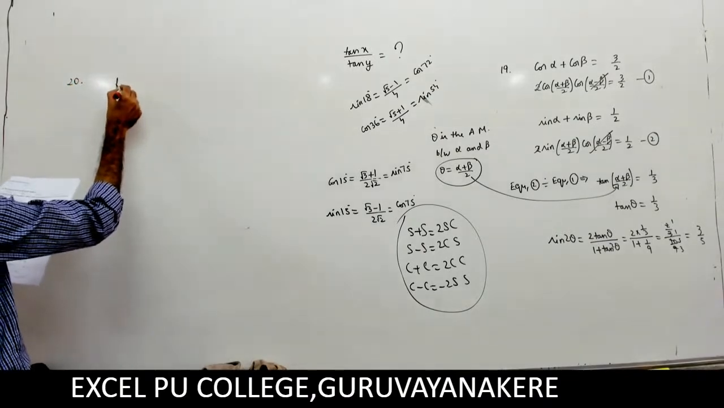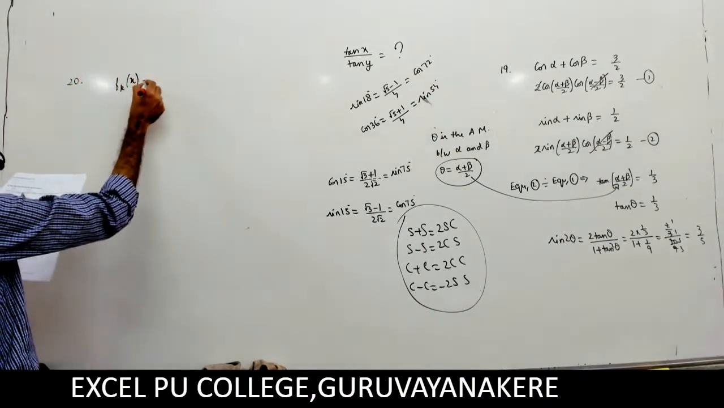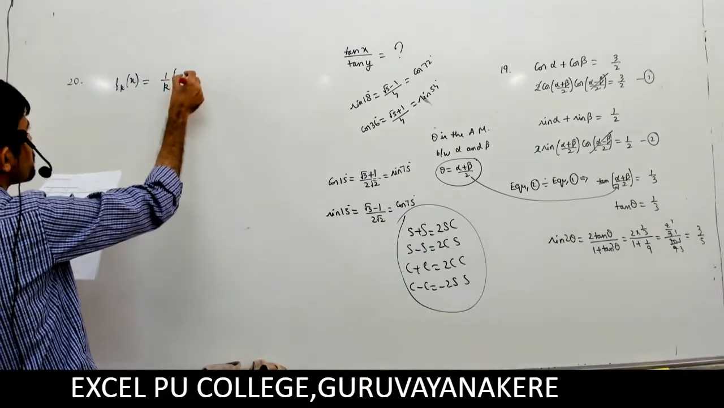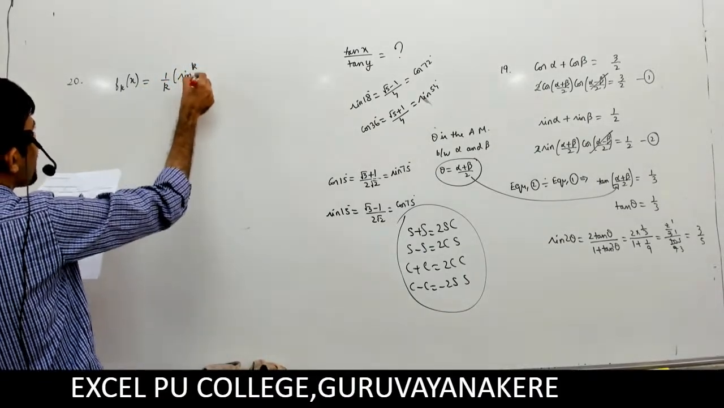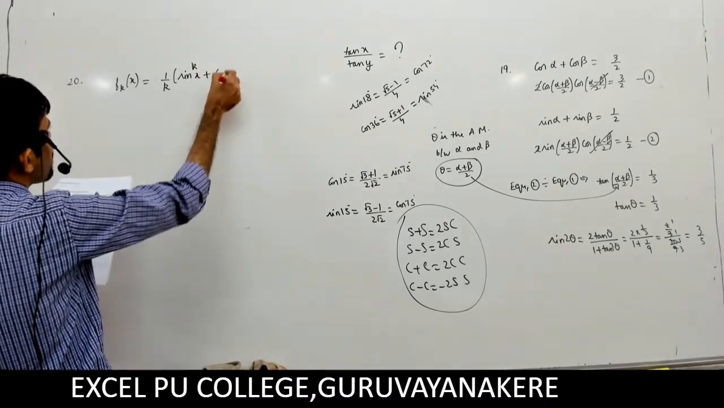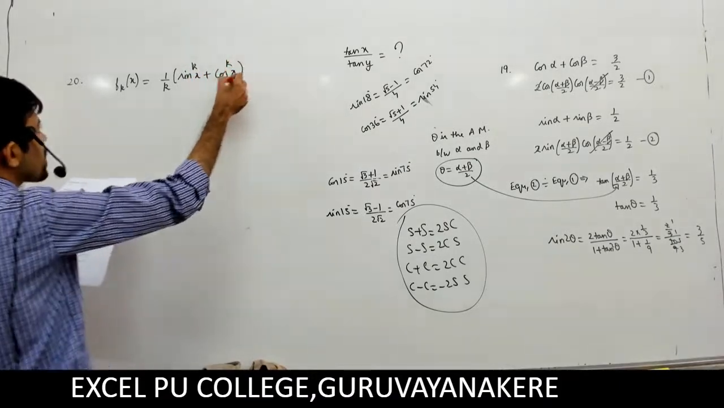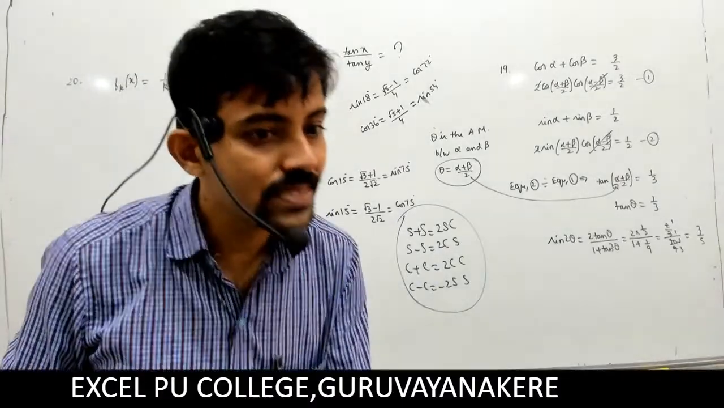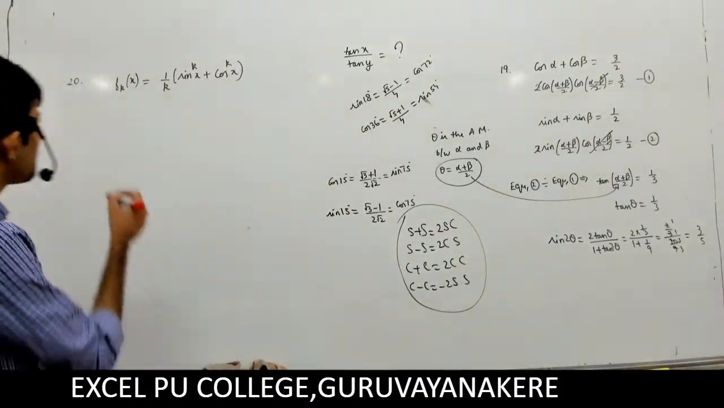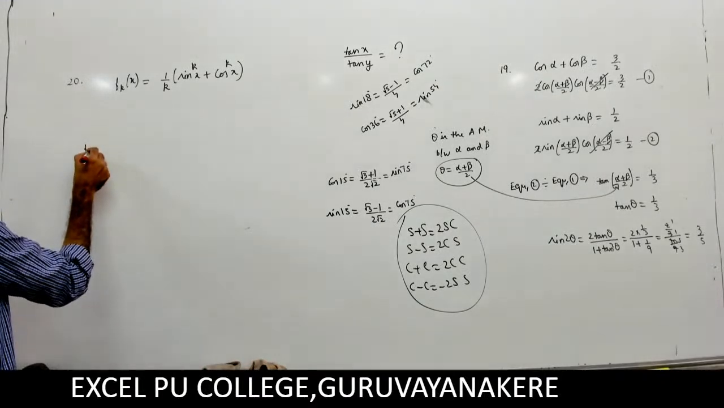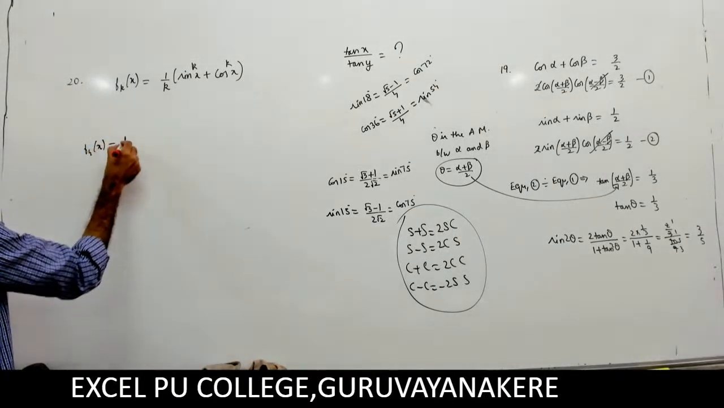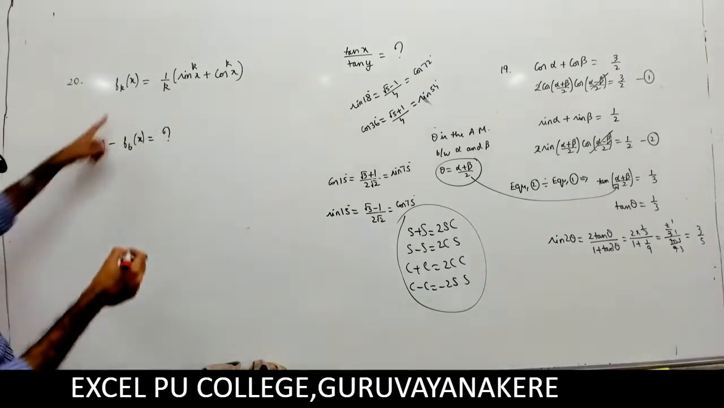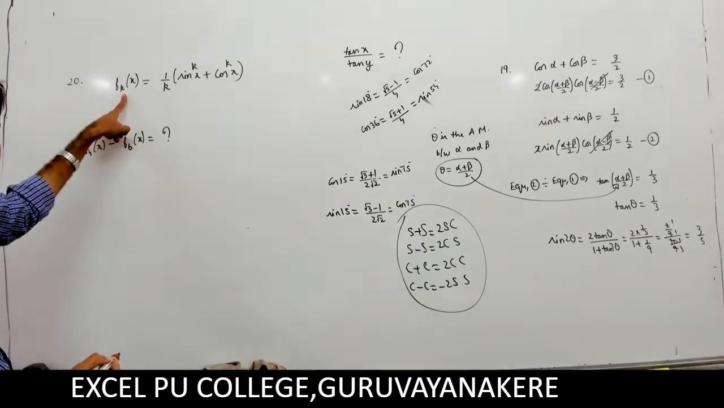F k of x is given as 1 by k into sin power kx plus cos power kx. Okay, we need to find the value of f4 of x minus f6 of x. f4 of x means you put k equal to 4. f6 of x means put k equal to 6.